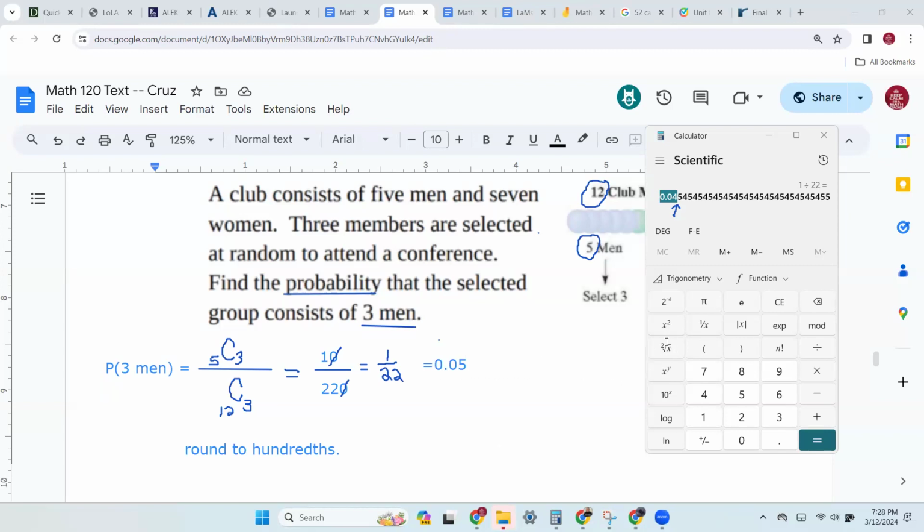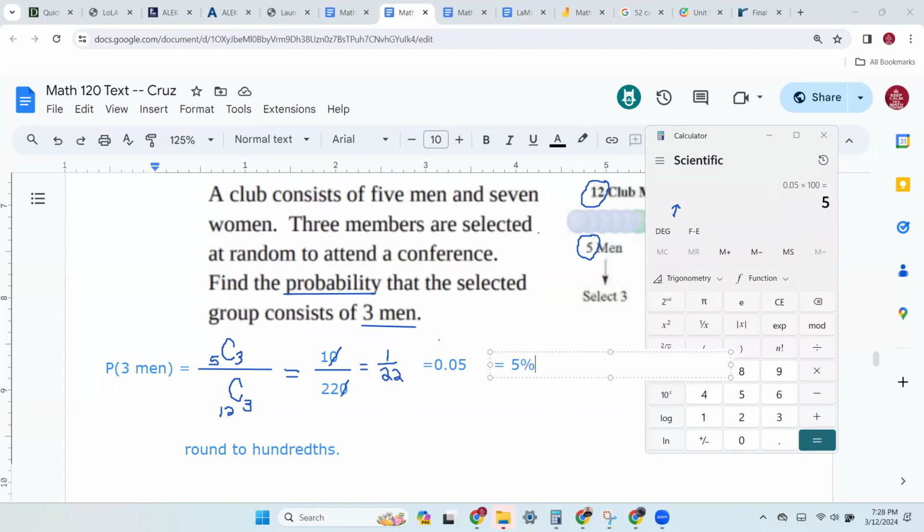And if we wanted to think about that as percent, we just multiply it by 100. Sometimes they'll ask you percentage wise. Let me just put it to 0.05 times 100. So if we multiply by 100, that'll give us percent. So this would be equal to 5%.